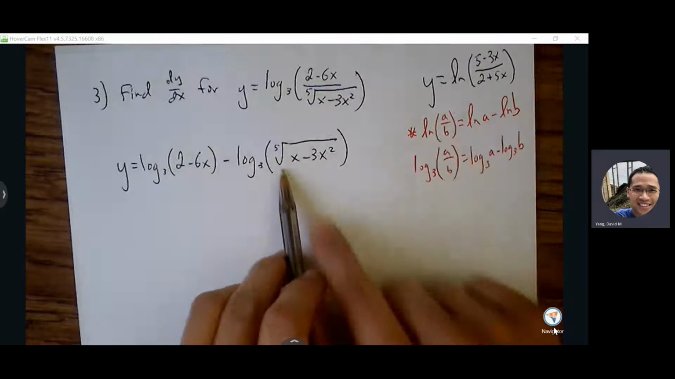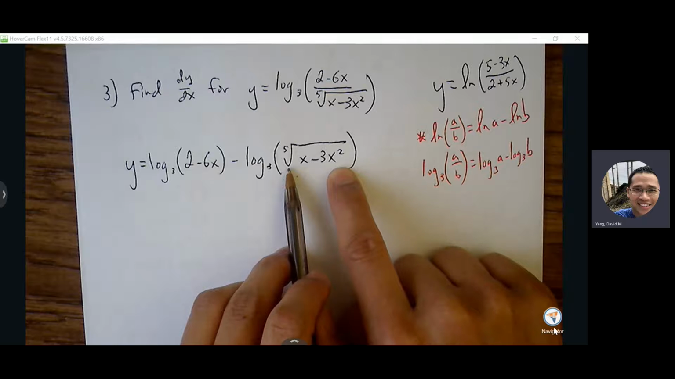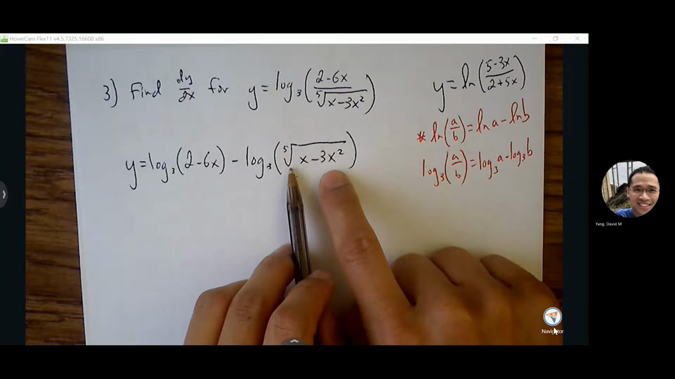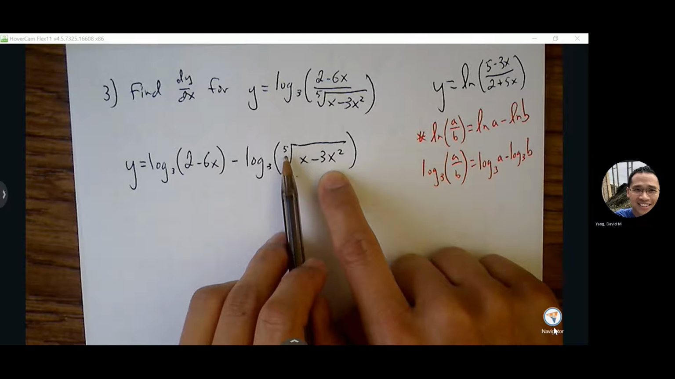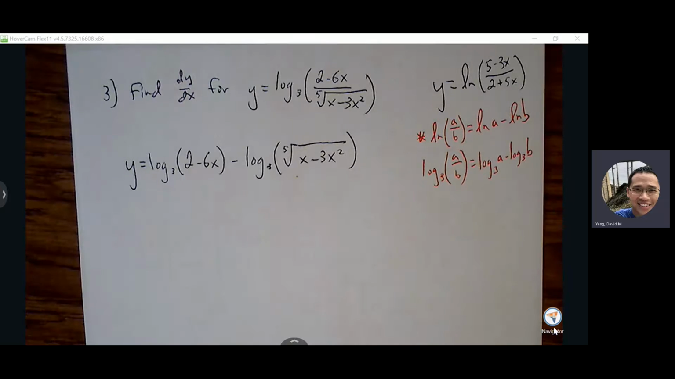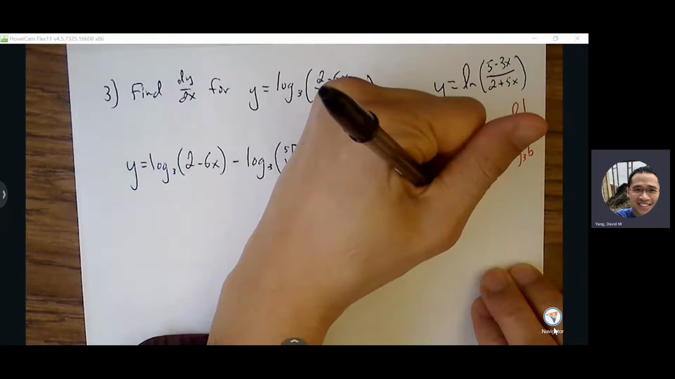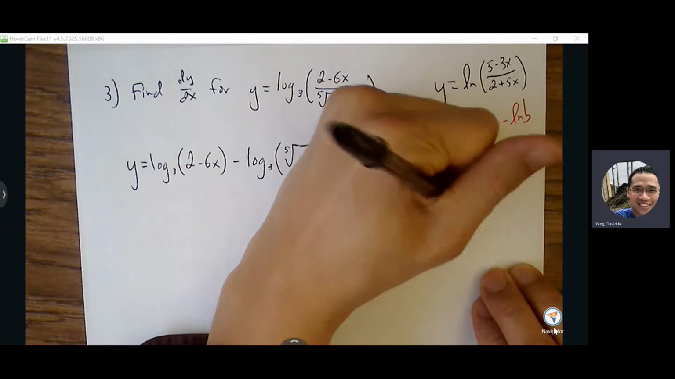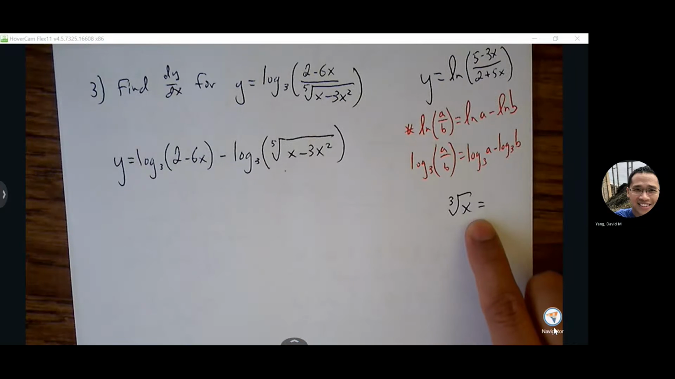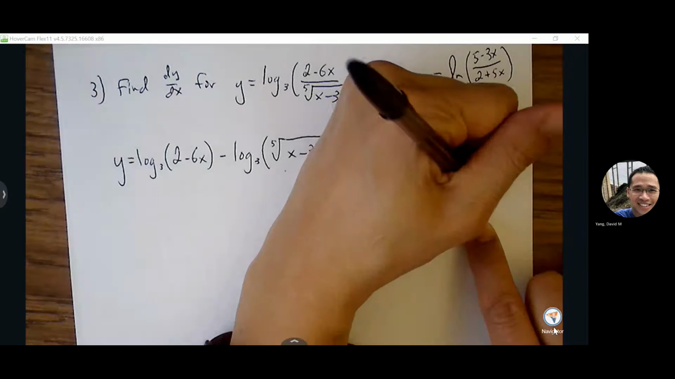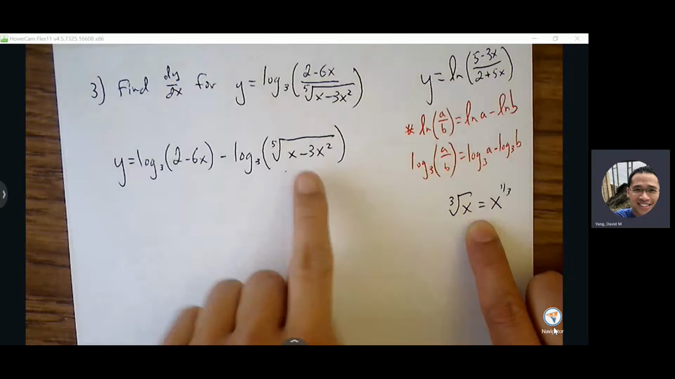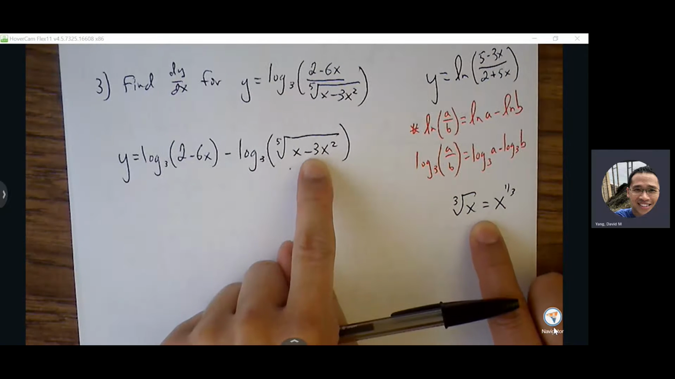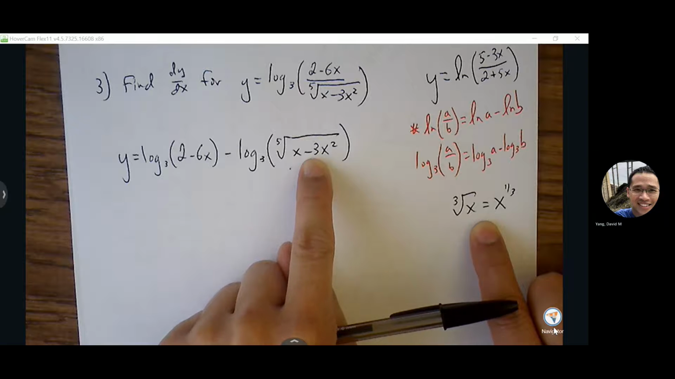Okay, we can rewrite this. This fifth root can be rewritten as what? To the power of what? What's fifth root? Or how about the third root of x? How would you rewrite third root of x? So fifth root of x, or fifth root of parentheses, would be to the power of 1/5, right?